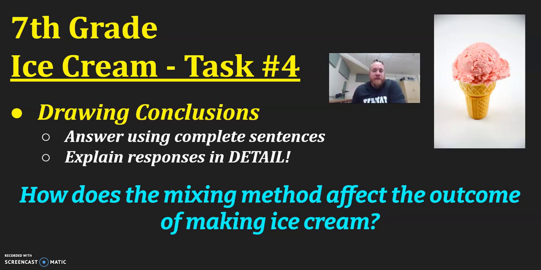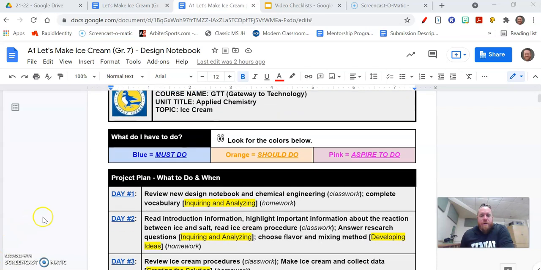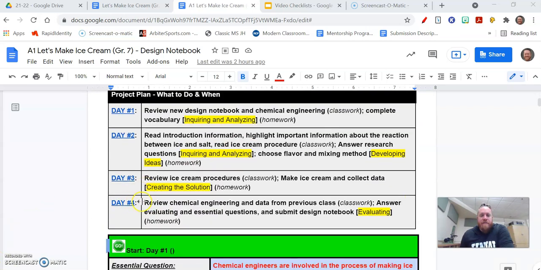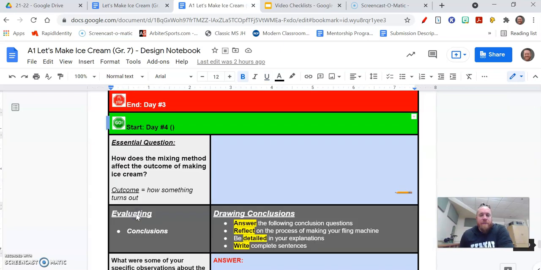So at this point, let's pause the video and open up your design notebook. So our design notebook is open. So if you look at the project plan, again, we have day four. So with your teacher, you should be reviewing what chemical engineering is and the data, the observations that you made when you made ice cream last time. And then today, your homework, your independent work, is to answer the evaluating questions, make sure all the essential questions are answered, and then turn in your design notebook because we're done with this project after this. So let's click on day four, the bookmark that will drop us down to the start of day four. Again, our essential question, how does the mixing method affect the outcome of making ice cream?